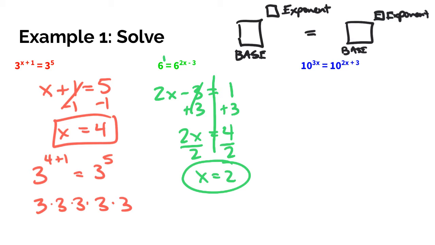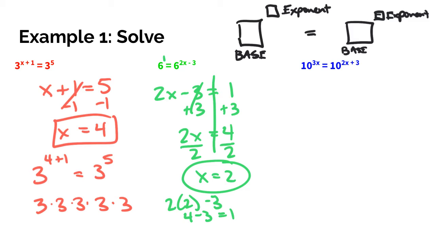If I were to plug 2 into my expression, 2 times 2 minus 3, again, that's where my exponent is, that would be 4 minus 3, which equals 1. So notice that when I plug in 2 where x is, that would give me an exponent equal to 1, such that both of these expressions are equal to each other.